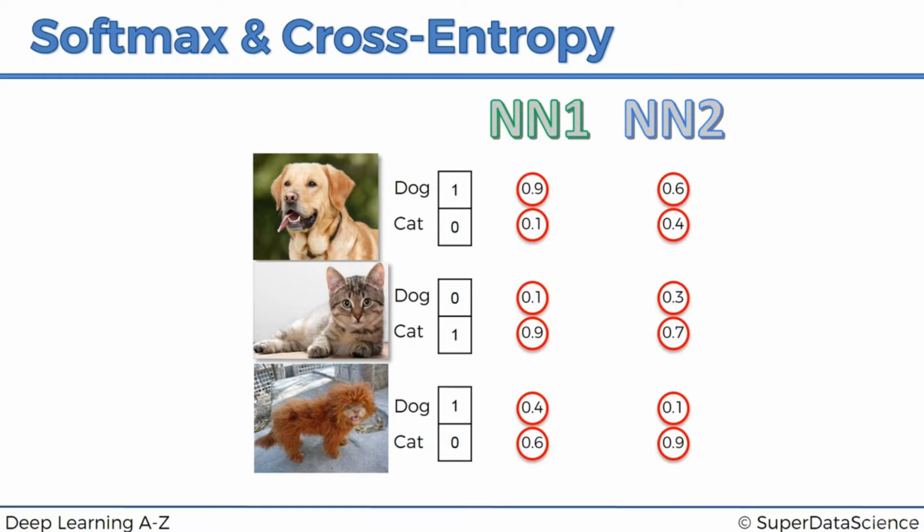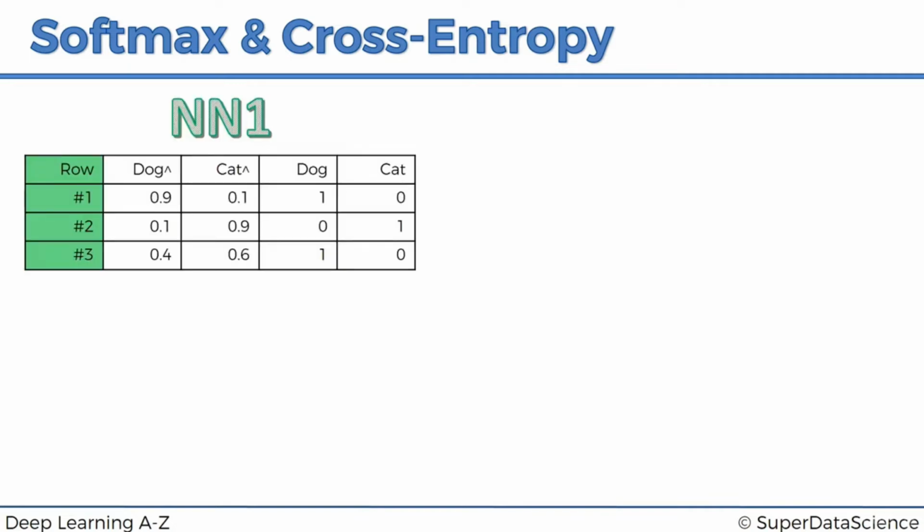The key here is that even though both networks got it wrong in the last one, throughout all 3 images, neural network 1 was outperforming neural network 2. Even in the last case, it gave dog a 40% chance, as opposed to neural network 2, which only gave dog a 10% chance. So neural network 1 is outperforming across the board. Now we're going to look at the functions that can measure performance, which we've talked about already. Let's put these into a table.